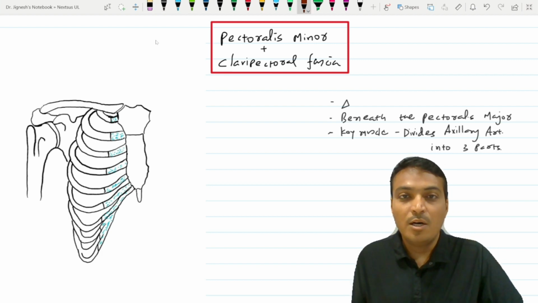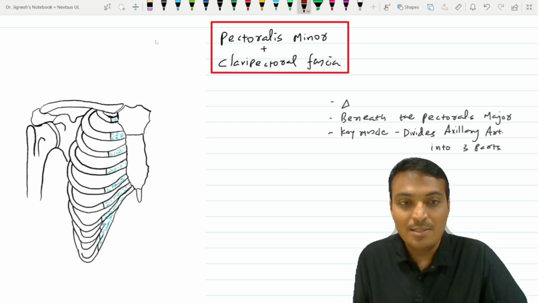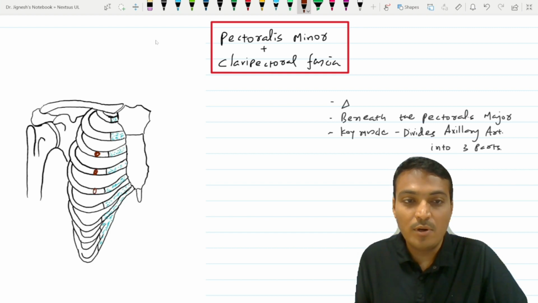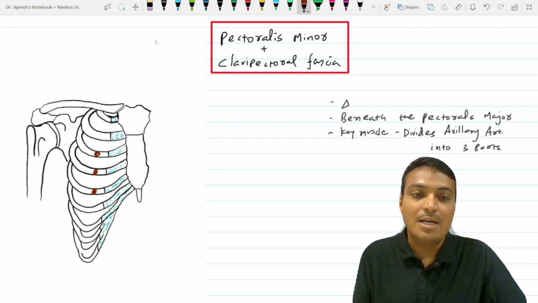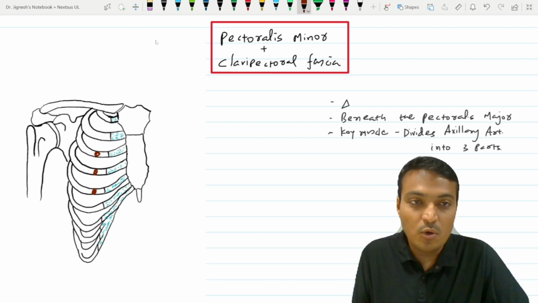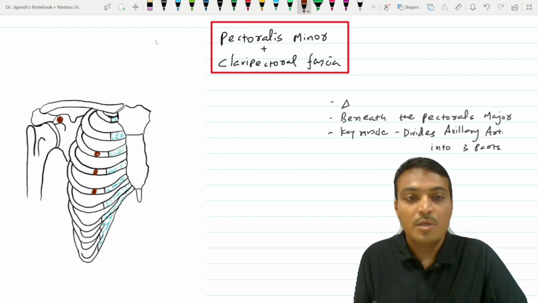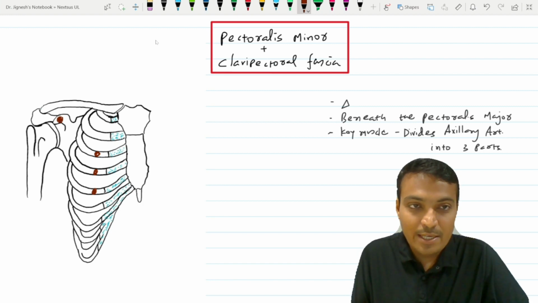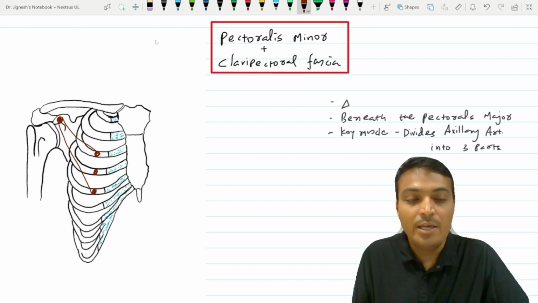Now let's see the origin of this pectoralis minor muscle. It arises from the third, fourth and fifth ribs only, not from their costal cartilage. And this muscle is going to insert over the coracoid process. The fibers pass upward and laterally and form one narrow tendon, which is going to insert over the upper margin of the coracoid process.